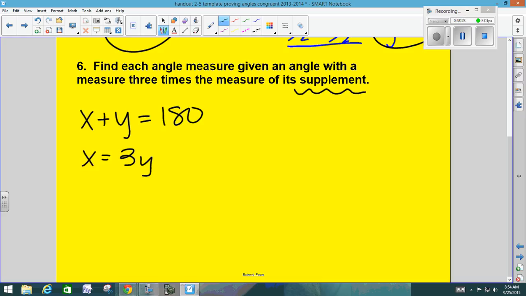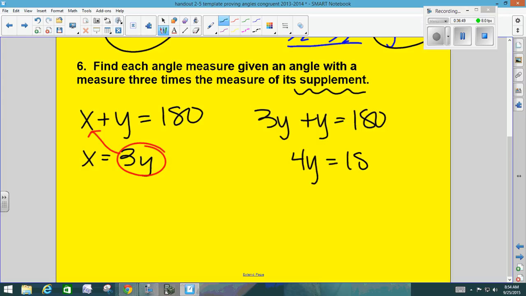What do you think will work better here? Substitute, because I have x by itself. X equals 3y. Substitute 3y in for x in the first equation, and you get 3y plus y equals 180. Combine like terms, how many y's do we get? Divide by 4. 45.